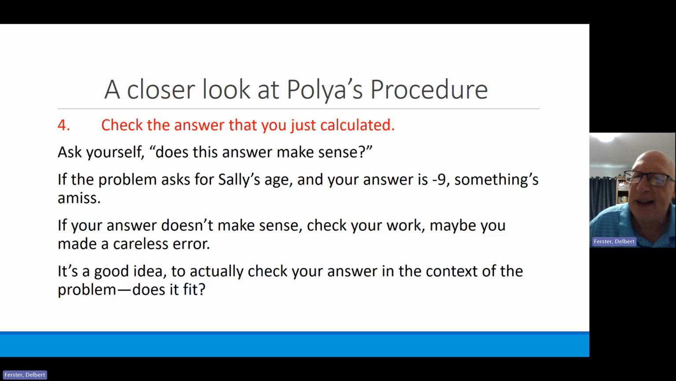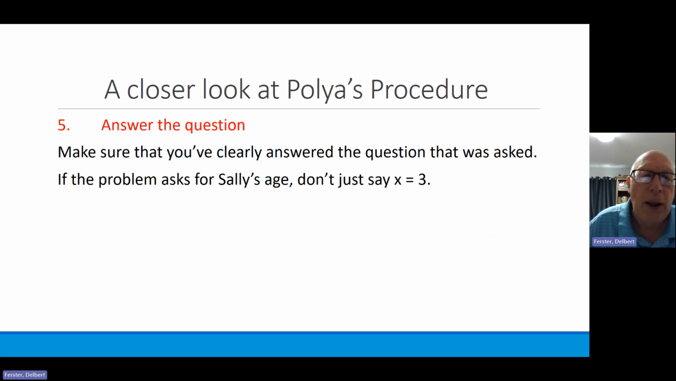So if your answer makes no sense, go back. Maybe you made a cheesy mistake somewhere and you can fix it. You do want to make sure you answer the question. Try not to just say X equals 4. If the problem says how many nickels does Tammy have, Tammy has 4 nickels. A lot of you in past experiences have had the opportunity to write little sentences at the end, and that's fine. You don't need to write a novel, but make sure you've addressed the question that was posed.